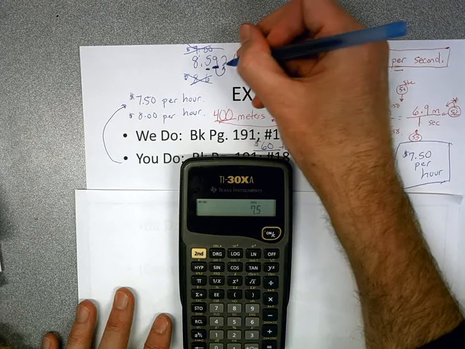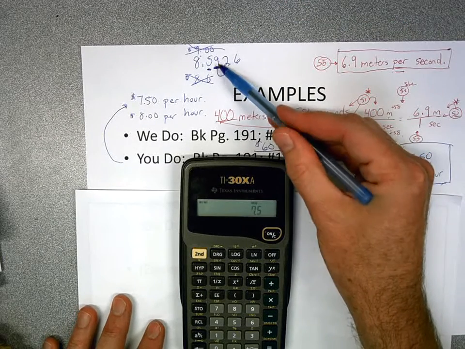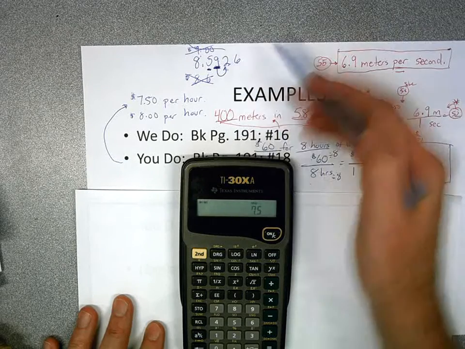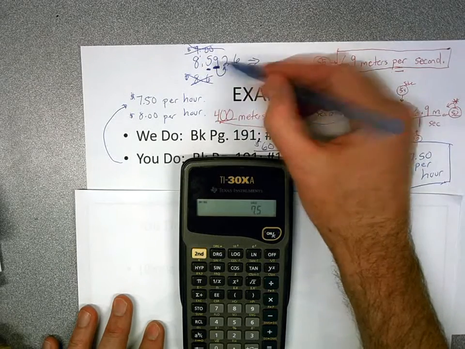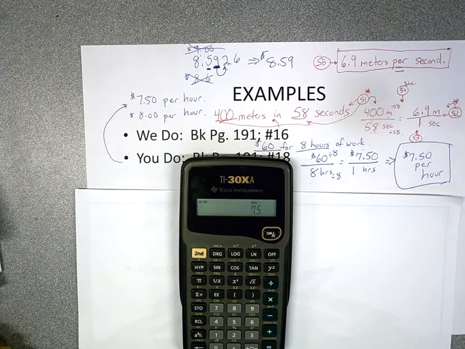So the third one over, which is the thousandths place, will let you know to round to the nearest hundredths. Okay? And in this case, that would just be 8.59. The 2 would make the 9 stay the same, so $8.59. Okay?